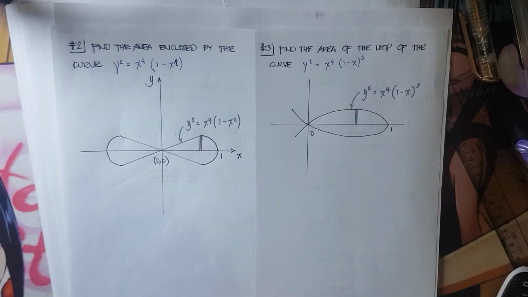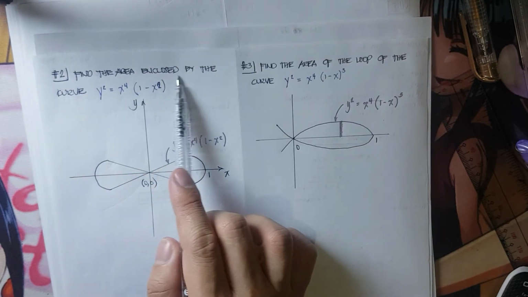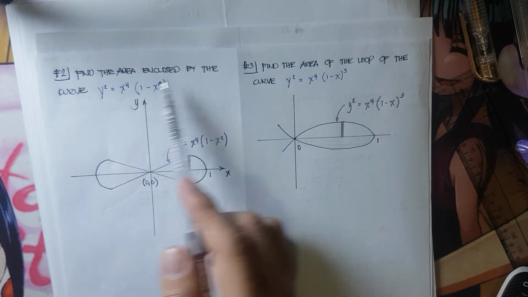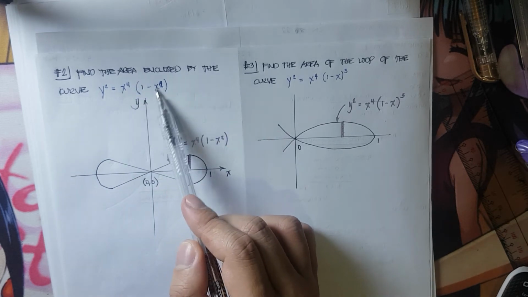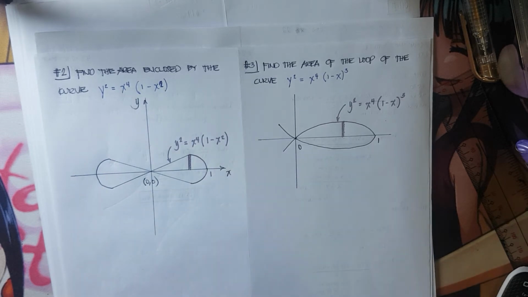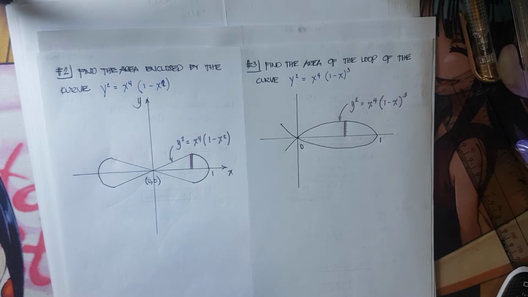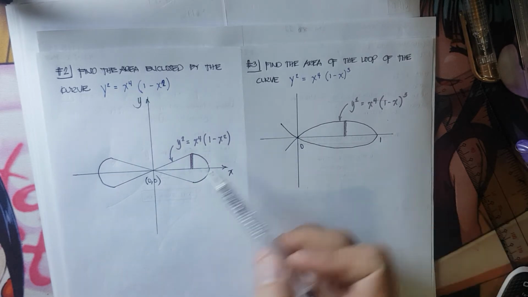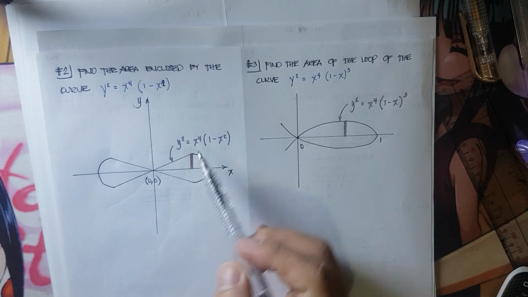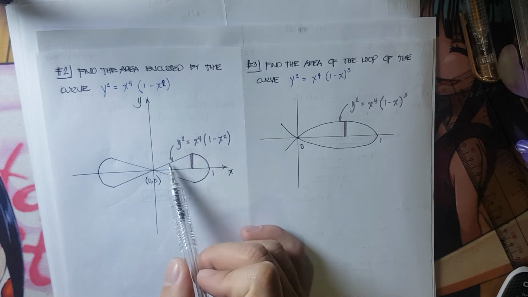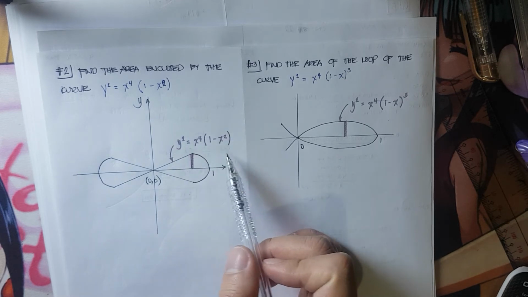Okay, so we have here number 2, find the area enclosed by the curve y squared is equivalent to x raised to the 4th power times quantity 1 minus x squared. So we are already given the curve, so we have 4 parts. So we have 1 2 3 4. So again, I am going to use vertical strip, because if I'm going to use horizontal strip, this equation with this equation is just the same, it will cancel out.